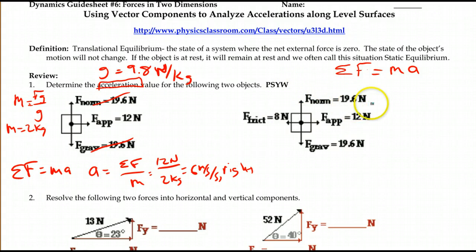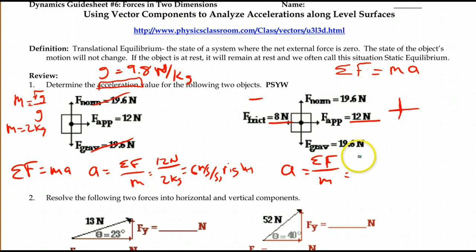The only difference with our second one over here, the mass is still 2 kilograms. It's the same object, or at least the same type of object, but now we not only have an applied force, we also have a frictional force. So when I look for the acceleration and I go to do this summation of forces, I'm going to call this side positive and this side negative. So any force to the right is positive, any force to the left is negative.